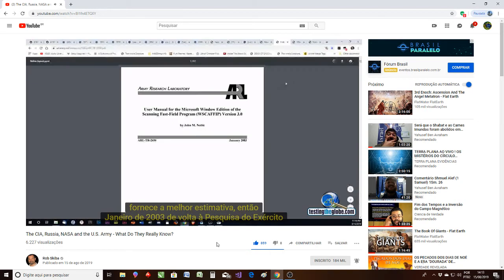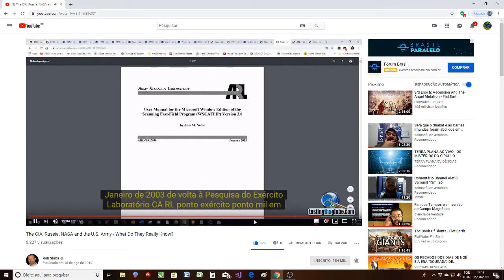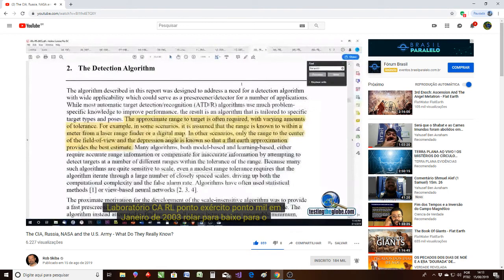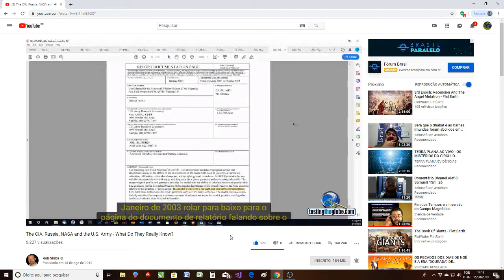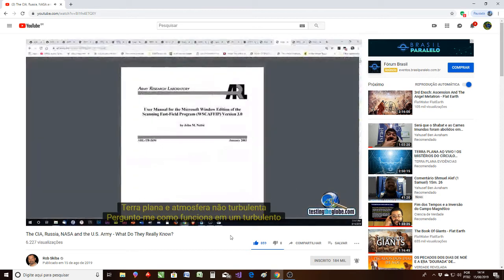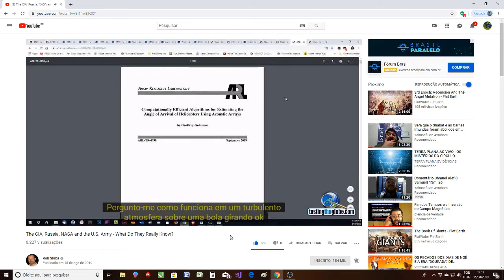Alrighty then. January 2003, back to the Army Research Laboratory. See, arl.army.mil. January 2003. Scrolling down to the report document page, talking about the scanning fast field program and I guess the various models. The geometry profile is required because of the angular dependence of the sound speed on the wind direction relative to the direction of propagation. This model works over a flat Earth and non-turbulent atmosphere. Wonder how it works in a turbulent atmosphere over a spinning ball.